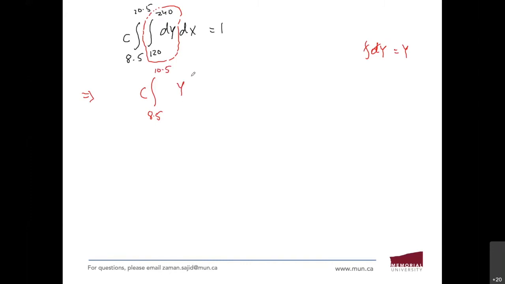Now because I have used my integral here, I need to plug in my limits. So it will be the limit from 120 to 240, into dx, that is equal to C times the integral from 8.5 up to 10.5. Now this is the upper limit, which is 240, minus the lower limit 120, and then you get dx is equal to 1.